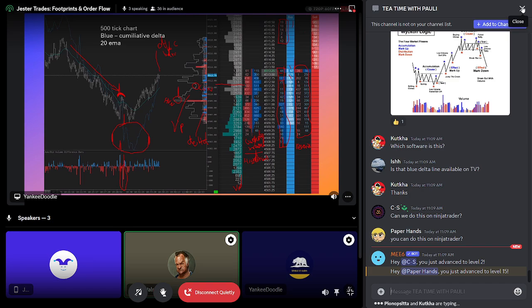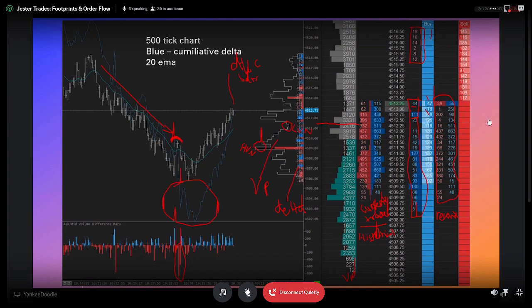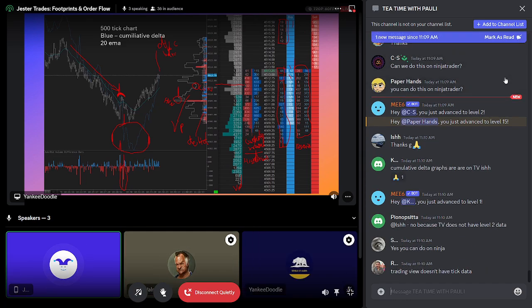Is the blue delta line available on TradingView? I couldn't tell you, you're going to have to check. Cumulative delta lines are pretty straightforward, though, so I would be very surprised if TradingView did not have cumulative delta. Can we do this on NinjaTrader? Two of you are asking that question. I do not know. Do you know, Jester? There'll be some NinjaTrader people out there who will know. NinjaTrader has deltas, footprints, and volume profiles.